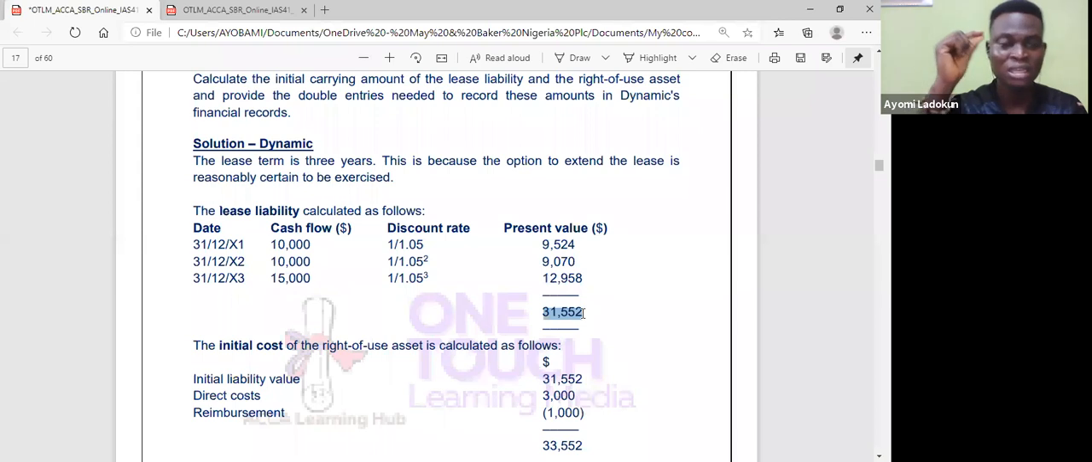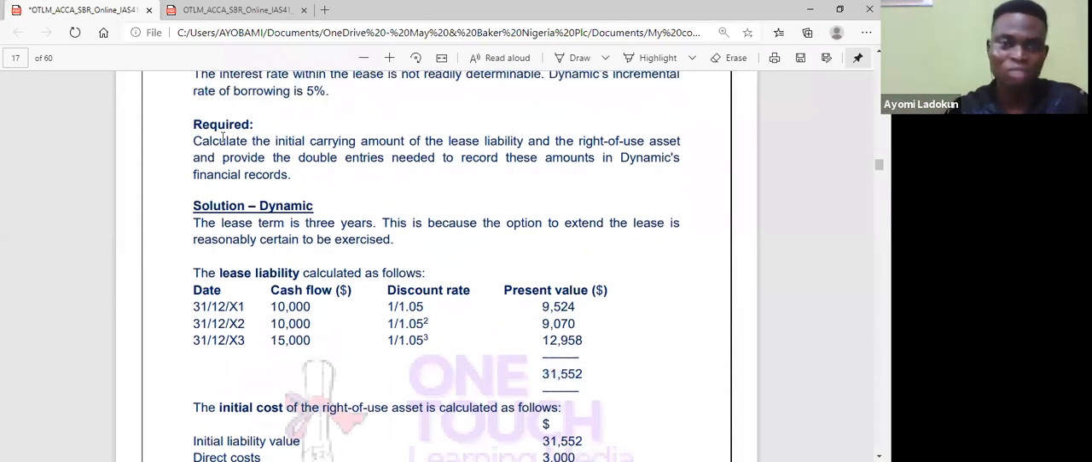I add them up. That becomes my lease liability, the present value of lease payments that have not yet been made. Remember, the examiner says calculate the initial carrying amount of the lease liability. I have successfully done that. So you need to remember that principle. The lease liability is measured at the present value of lease payments that have not yet been made. So your job is to remember what constitutes my lease payment. What constitutes my lease payment, okay? So you need to understand that, all right?